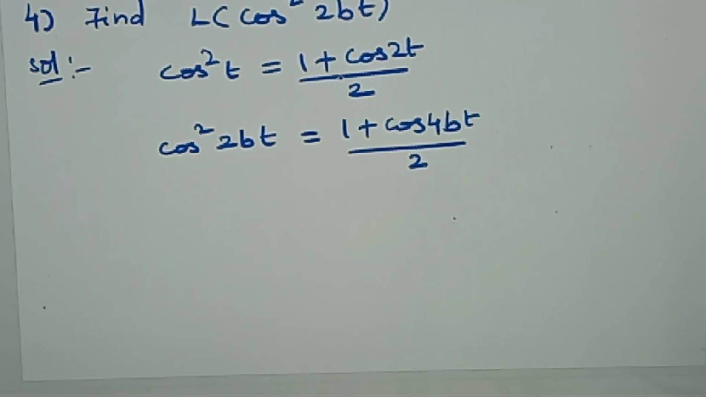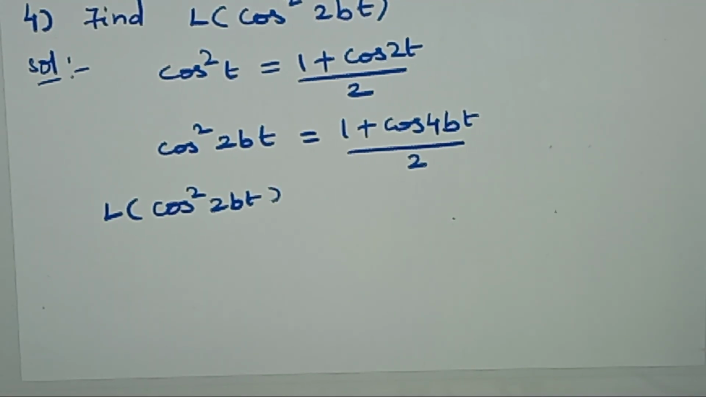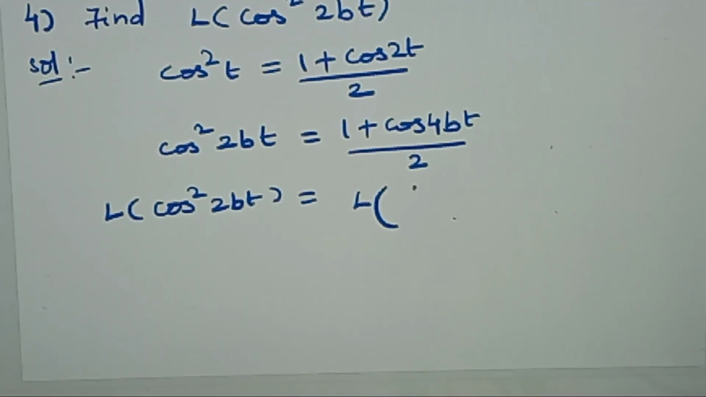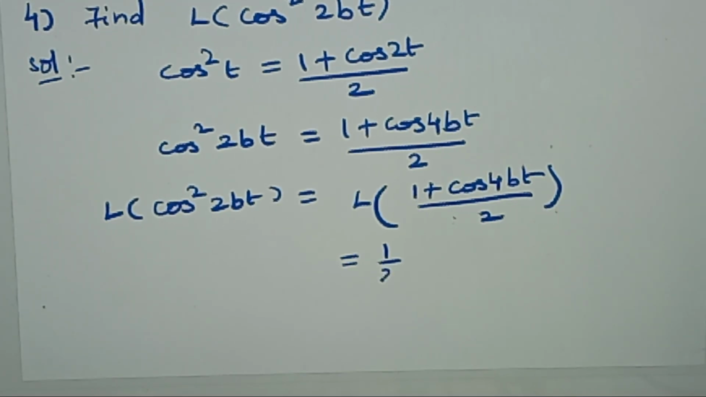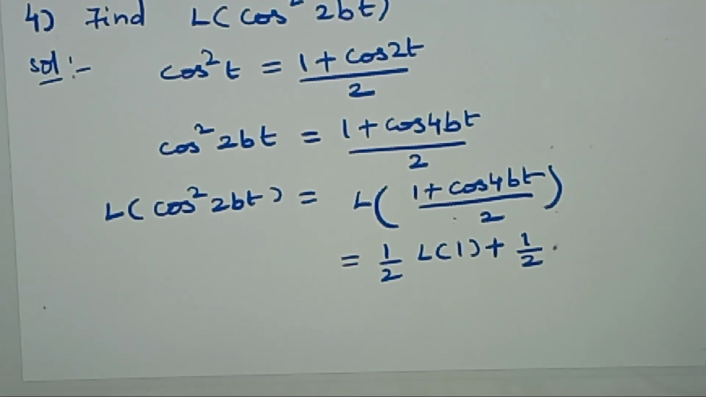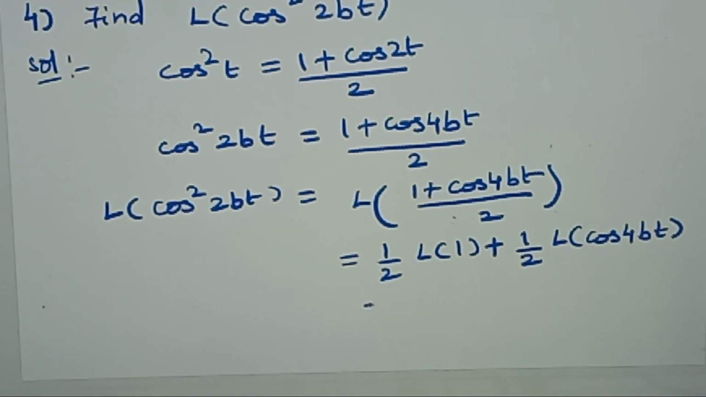Okay, cos square t is 1 plus cos 2t by 2. T is replaced with what? 2bt. Therefore, it will become 1 plus cos 4bt upon 2. Now, Laplace transform of cos square 2bt is nothing but what? L of (1 plus cos 4bt) upon 2. This can be written as 1 by 2 into Laplace transform of 1 plus 1 by 2 into Laplace transform of cos 4bt.